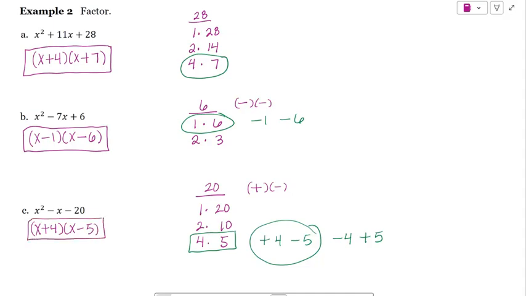This is a special case of factoring. In the next example, we're going to look at situations where we have a number sitting in front of the x squared. And it's important to note that the numbers that we found in this strategy won't work if there's a number sitting in front of the x squared.